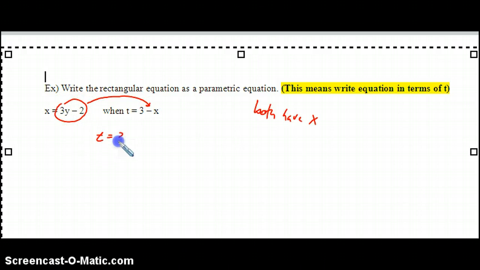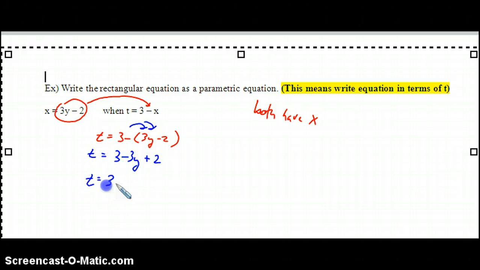So t would be equal to 3 minus the quantity 3y minus 2. If I use the distributive property, I get 3 minus 3y plus 2 is equal to t. And now t is equal to, if I combine like terms, I get 5 minus 3y.